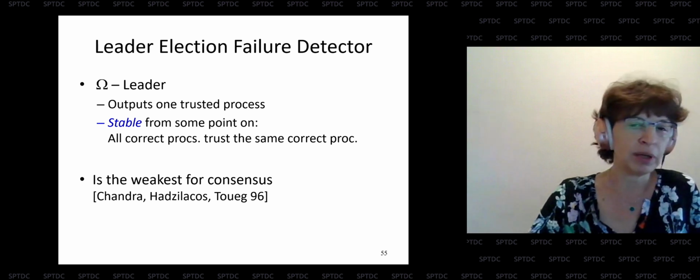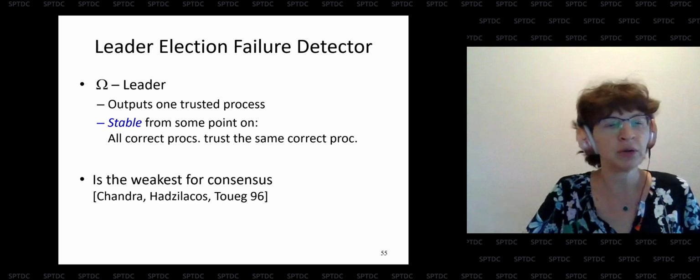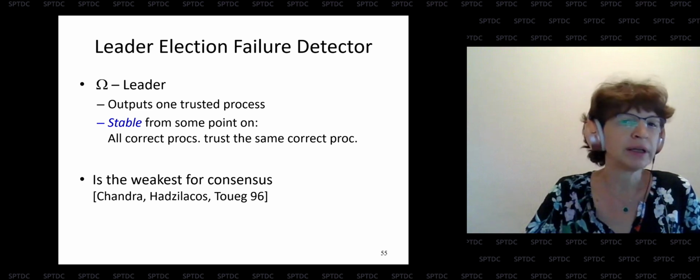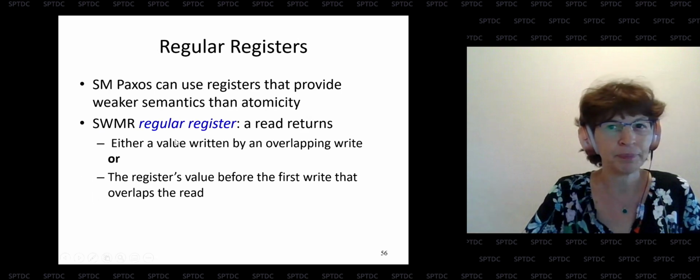Okay, so now we have this oracle, and every node knows whether it's the leader or not. It doesn't know if the leader is already stable or not, but it can behave accordingly. It can ask: if I'm leader, do something; if I'm not leader, do something else. Eventually, there's going to be only one leader.